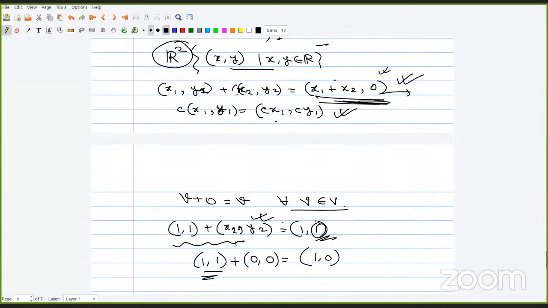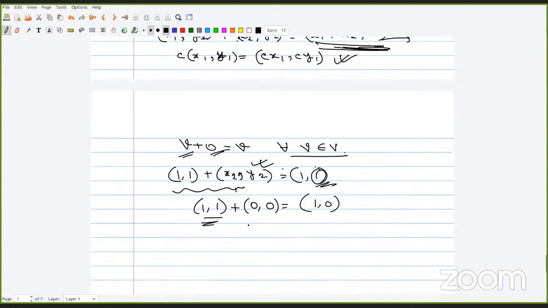So for 0, if there has to be a 0 in a vector space, what do we have to check? For any vector, I have to find some vector such that if I add it to that vector, I will get back the same vector, right? Suppose I am taking the vector 1, 1. Does there exist any vector x2, y2 such that when I add these two, I get 1, 1 back? That is my question.